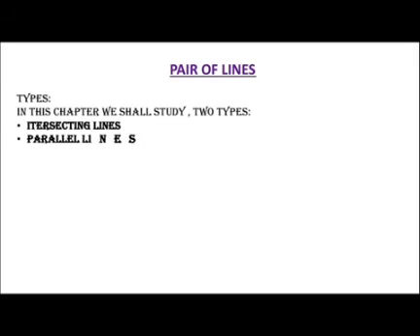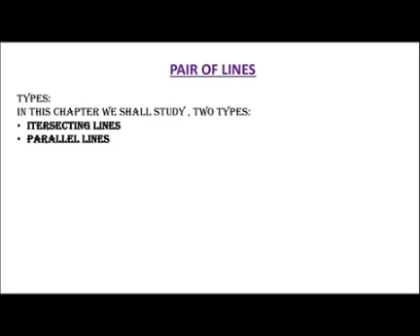pair of lines. The next part of this lesson, basic geometrical ideas, is pair of lines. That means if two lines are there, looking at the pattern, trying to understand, looking at the property, let us see what type of lines they are called. In this chapter, we are going to learn two types of pair of lines, children. They are intersecting lines and parallel lines.